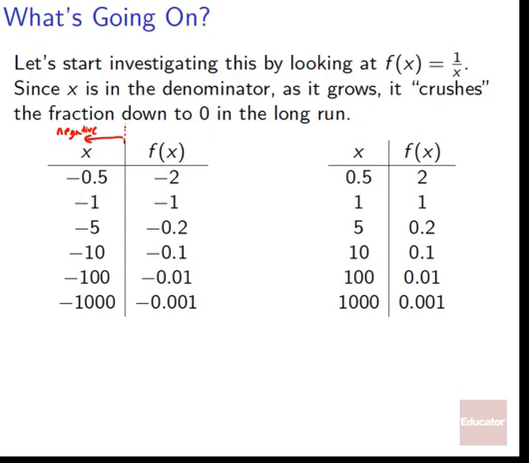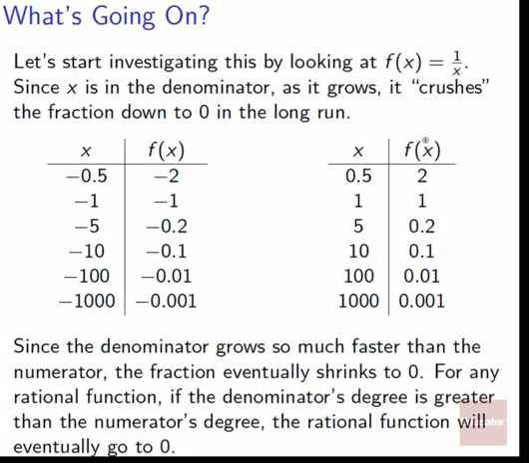Same thing happens on the positive side. If we look what happens as we go positive, we start from our 0 and we go to the right. 0.5, we're at 2, at 1, we're at 1, 5, 0.2, and so on. At 1,000, we're at 0.001, and as we get really large numbers, we'll get crushed smaller and smaller. Since the denominator grows so much faster than the numerator, right? The numerator isn't moving at all, so it's not even growing at all. The fraction will eventually shrink to 0, as we've got very large denominators crushing our numerator.